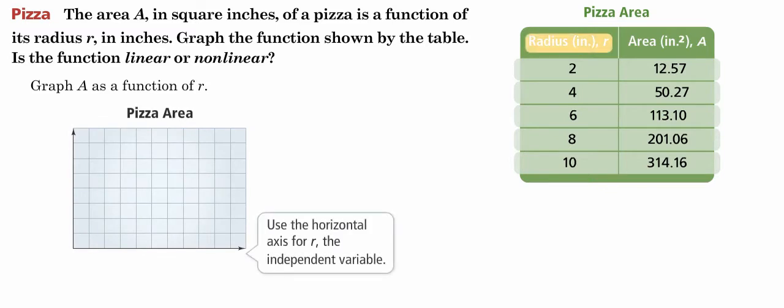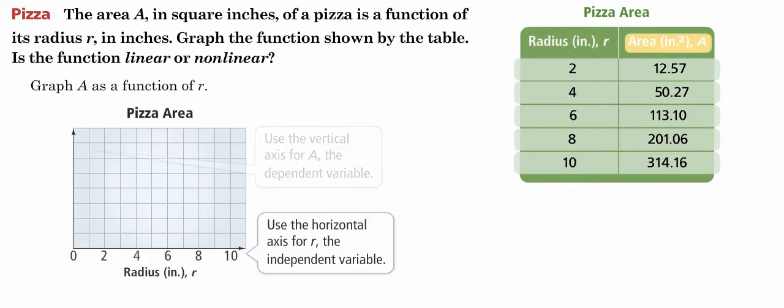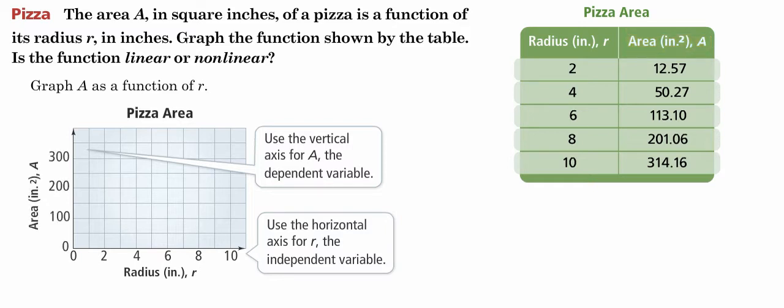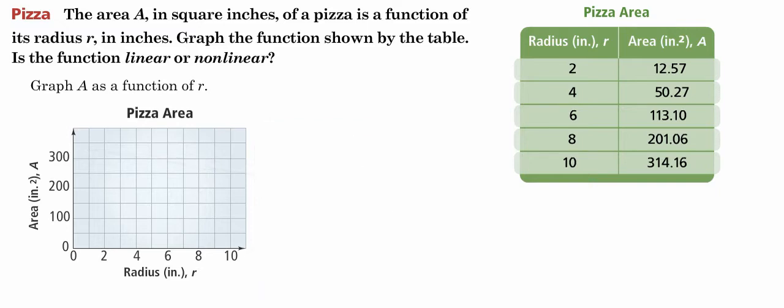Use the horizontal axis for the radius, r, the independent variable. Use the vertical axis for the area, A, the dependent variable. Plot points corresponding to the values in the table.